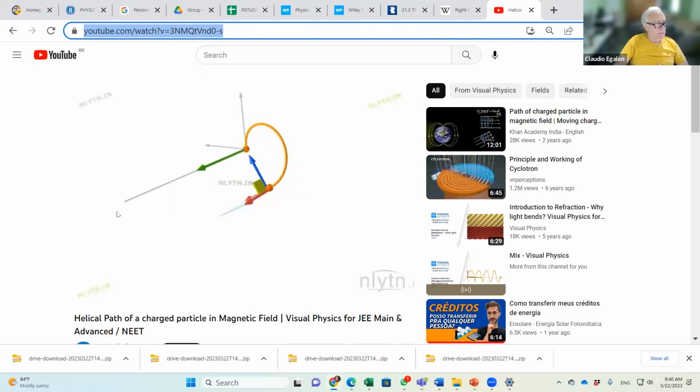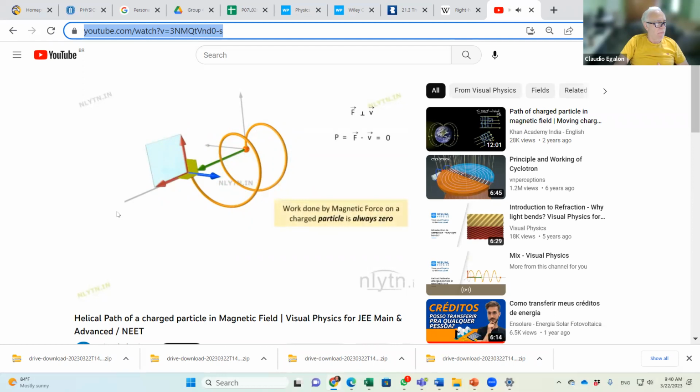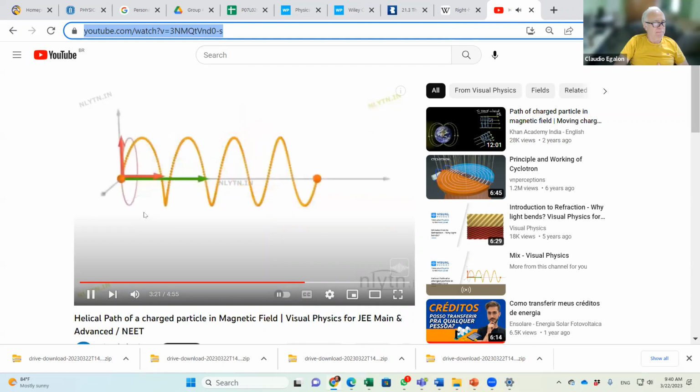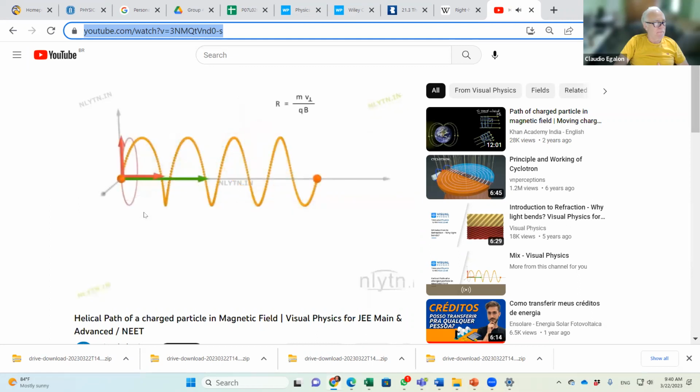That's a very good simulation. There you go. Velocity vectors, force vectors, magnetic field vector, and the path of the particle, and thus the work done by the magnetic force is still 0. Now, the radius of the circular path is the radius of the helix, and the distance between two successive cycles is called the pitch of the helix.